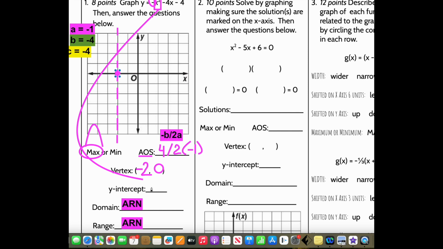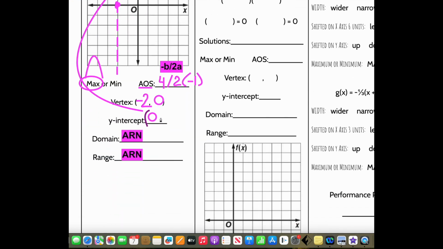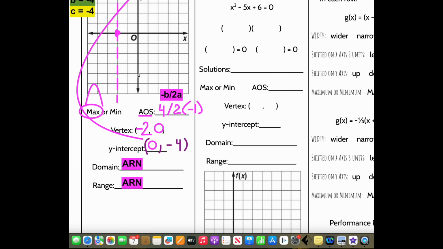Then to find the y-intercept, we're going to plug in the number 0 for x. And what that does is it makes everything times 0, leaving us with our c value, which is -4. So 0, -4 is our y-intercept. So I can plot that right here, and then I can reflect it over our axis of symmetry to give us another point here. So we're going to connect those with arrows and curves, putting the arrows at the end, noting that it's a parabola that continues on forever.